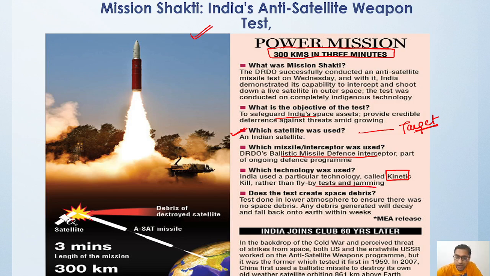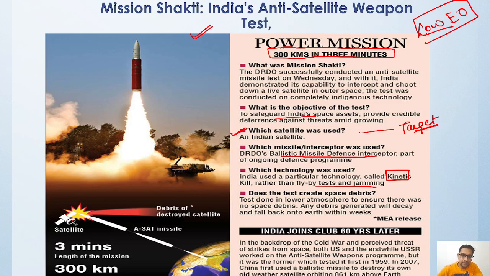Does the test create space debris? Obviously, whenever there is a hit, it will create space debris. Since we did it in a lower Earth orbit, any debris generated will fall back onto the Earth's surface, get burnt away and fall back within a week's time, and this debris is very, very small, so it cannot cause any kind of harm to people. But yes, sometimes the debris can be of larger size also.